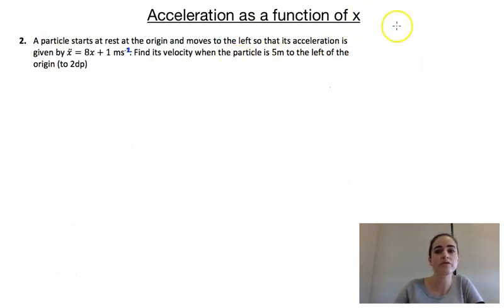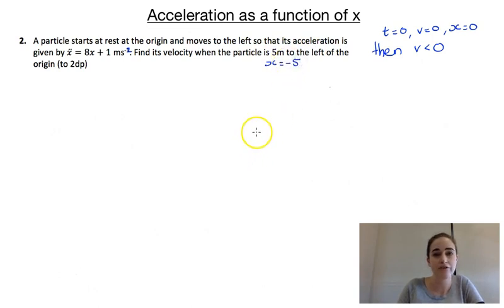So let's translate all of that first. This first bit, the particle starts at rest at the origin. So that means at t equals 0, v equals 0 because it's at rest and it's at the origin, so x equals 0. Then it tells us that it moves to the left. So that means that as time increases, velocity is going to be negative because it's moving to the left. We're also asked to find the velocity when the particle is 5 meters to the left. So we're trying to find the velocity when the displacement is minus 5.